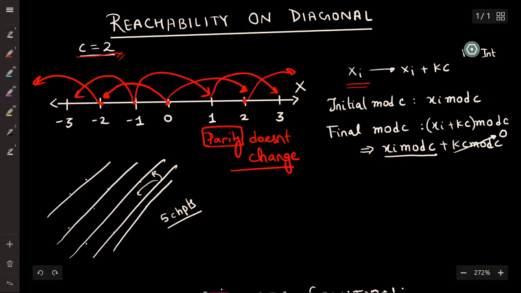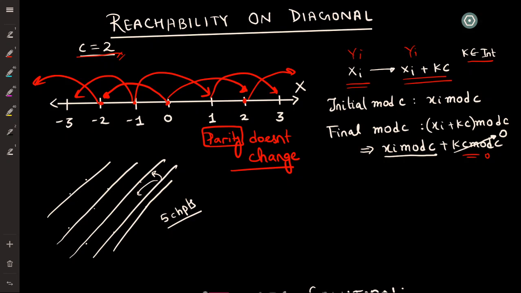So if the x coordinate was xi and now it's xi plus kc, where k is an integer, then the initial mod c for the ordinate was xi mod c, and the final mod c was (xi plus kc) mod c, which is equal to xi mod c plus kc mod c. Here kc mod c is 0. So the parity also doesn't change. The modulus values with respect to c of the ordinate don't change, and we have just investigated for x here. You could replace x with y without any problem, and you can see why that wouldn't make any change, right?